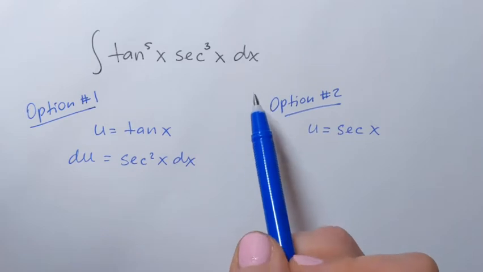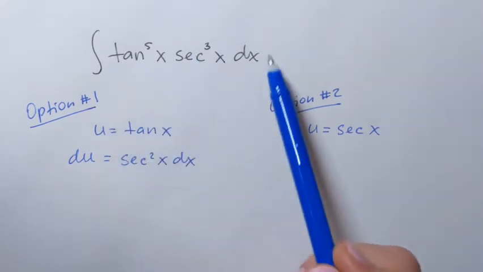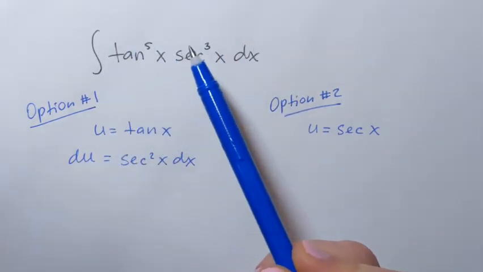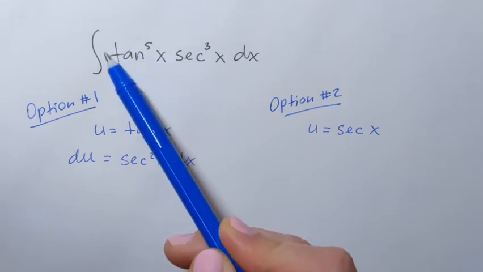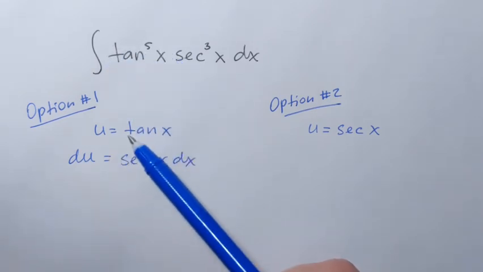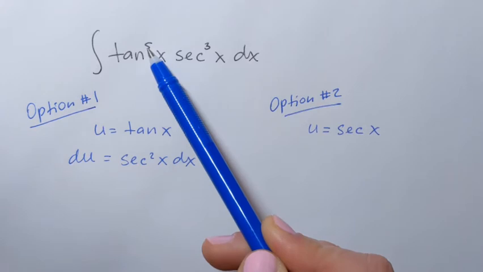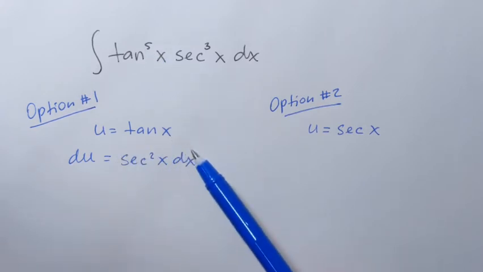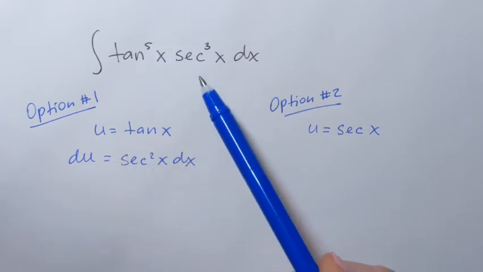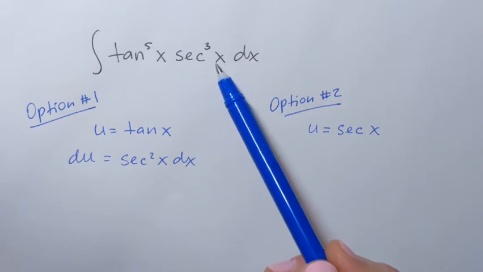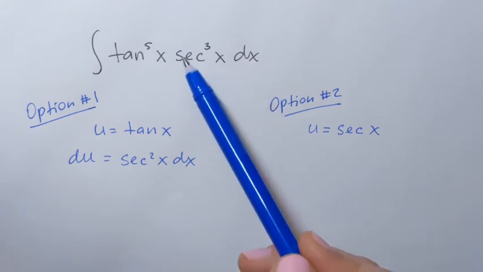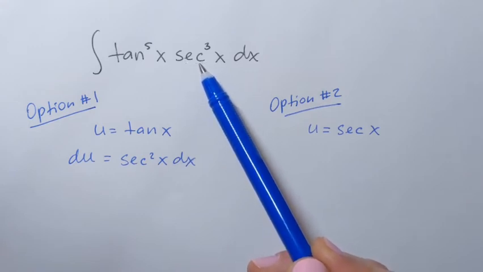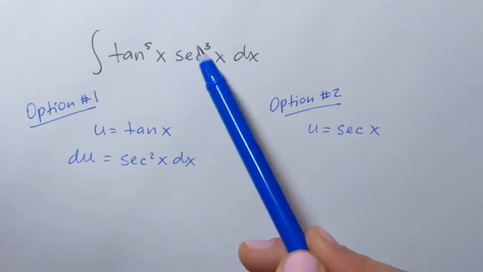So what that means is that to replace everything by u, first of all, tangent will be replaced by u according to my substitution, right? So it's going to be u to the fifth power. And I will need to obtain secant squared of x dx. Well, I can find secant squared of x dx in here, right? If I separate and set aside secant squared of x from the cube.